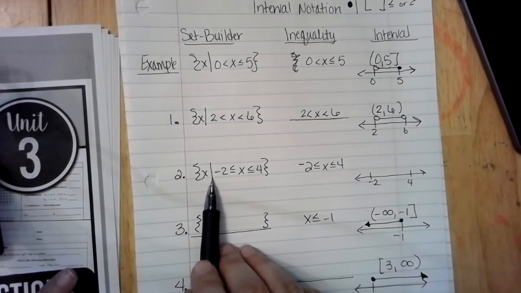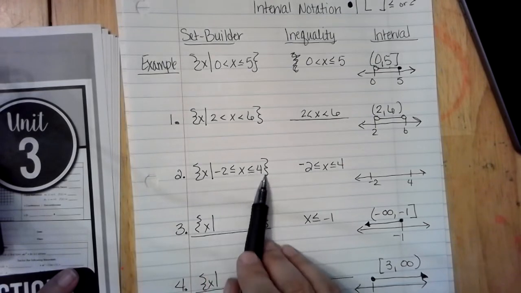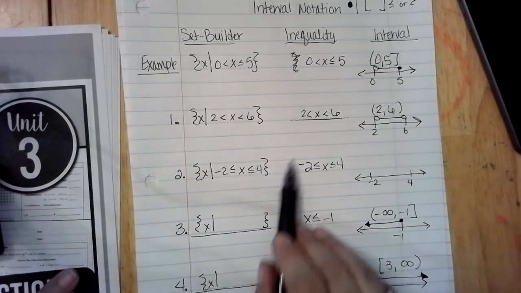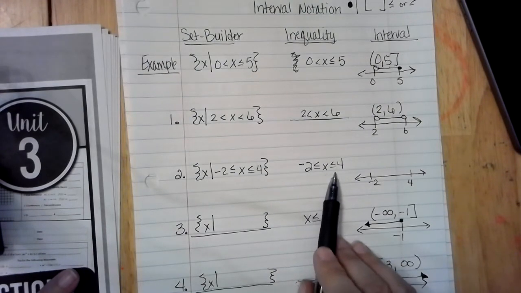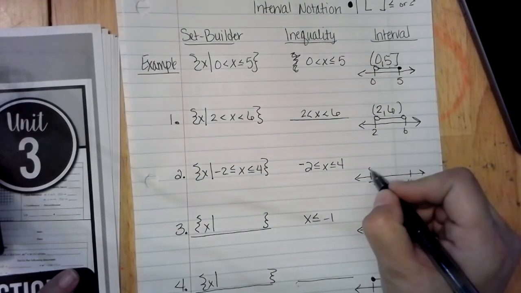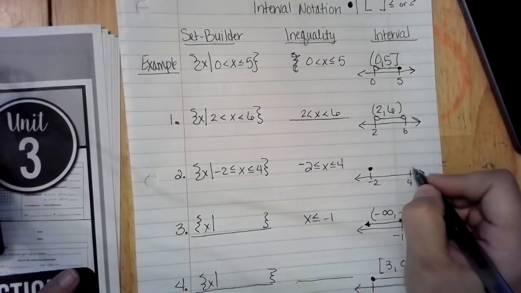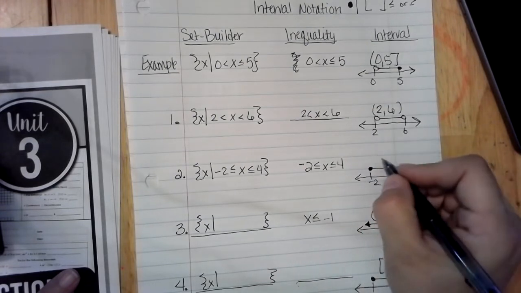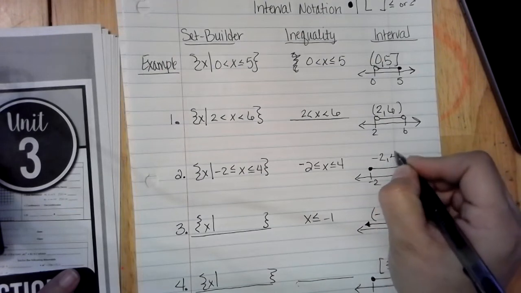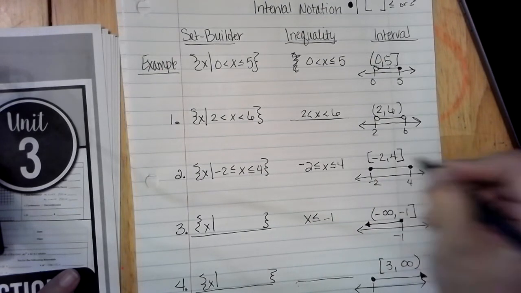So on the next example, we have negative 2 is less than or equal to x, less than or equal to 4. So our inequality drops all of the extra and just says negative 2 less than or equal to x, less than or equal to 4. So on our number line, we should have dots at negative 2 and at 4, and it says x is between them, so we're going to connect those two. Our interval notation would be negative 2, 4, and because of the equal signs, we're going to put braces.